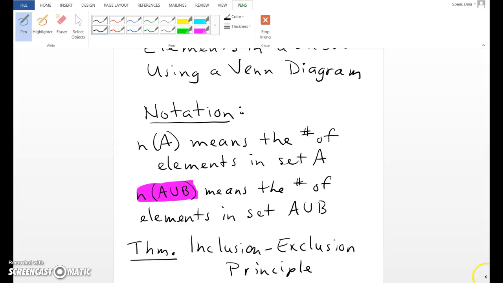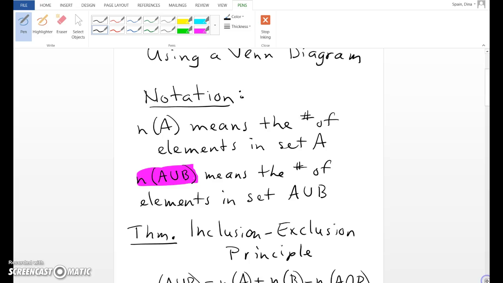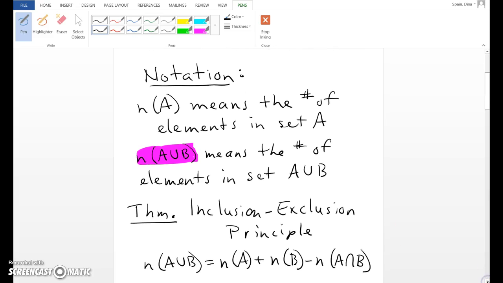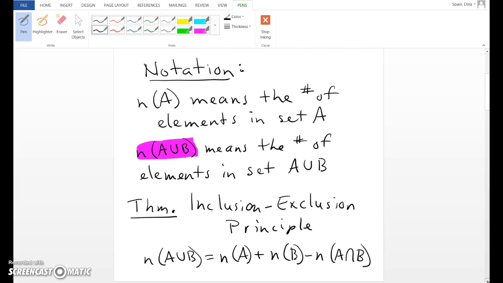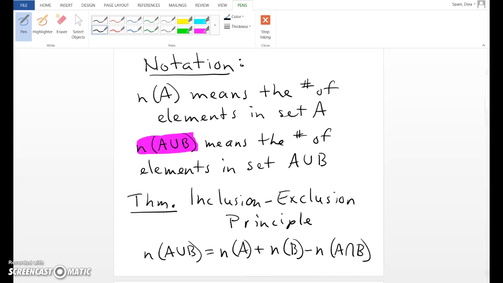Alright, so that brings us to a theorem. There's only one theorem for this section, but we're going to use it quite a bit. It's called the inclusion-exclusion principle, and it looks like this. If you wanted to find out the number of elements that are in the union of these two sets A and B, what you would do is take the number of elements in A, add it to the number of elements in B, but what's double counted is those elements that are in the intersection, so you're going to have to back those out. So that's the inclusion-exclusion principle.